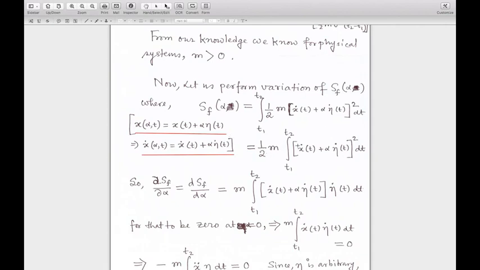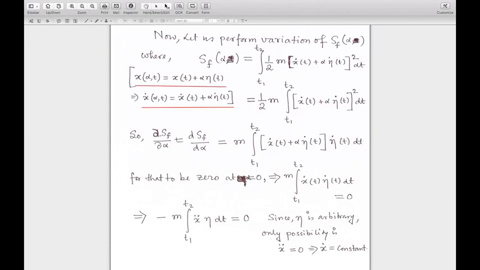Now we are writing the general action integral on an arbitrary path, which may or may not be the real path, as S_f equals half m integral from t1 to t2 of (x dot t plus alpha eta dot t) whole squared dt. We now take the differentiation. This is a function of alpha only, because it's already integrated out over t. So this will simply be written as dS_f by d alpha, which is nothing but this one.